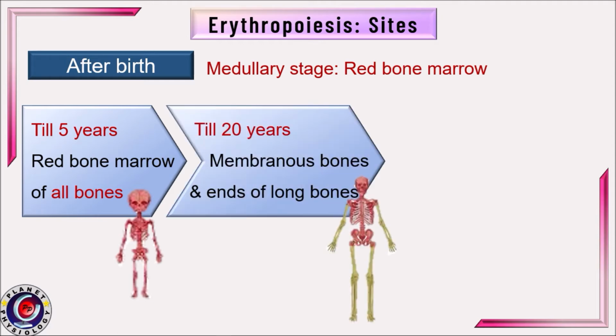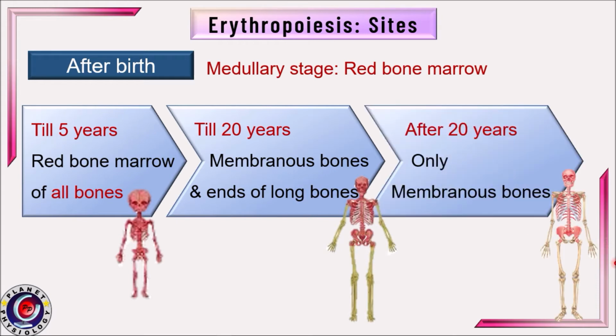As age advances, red marrow gets replaced with lipids and so becomes yellow marrow, and as a result they lose the ability to form RBCs. So till the age of 20 years, all the membranous bones as well as the end portions of the long bones continue the process of erythropoiesis. After the age of 20 years, only membranous bones have the capability of erythropoiesis.